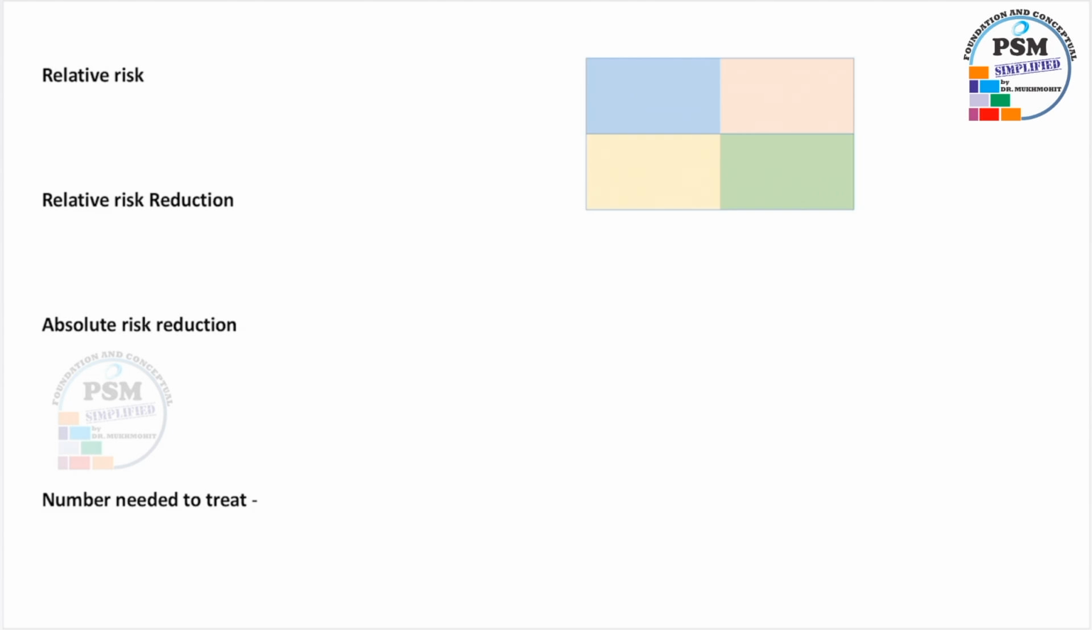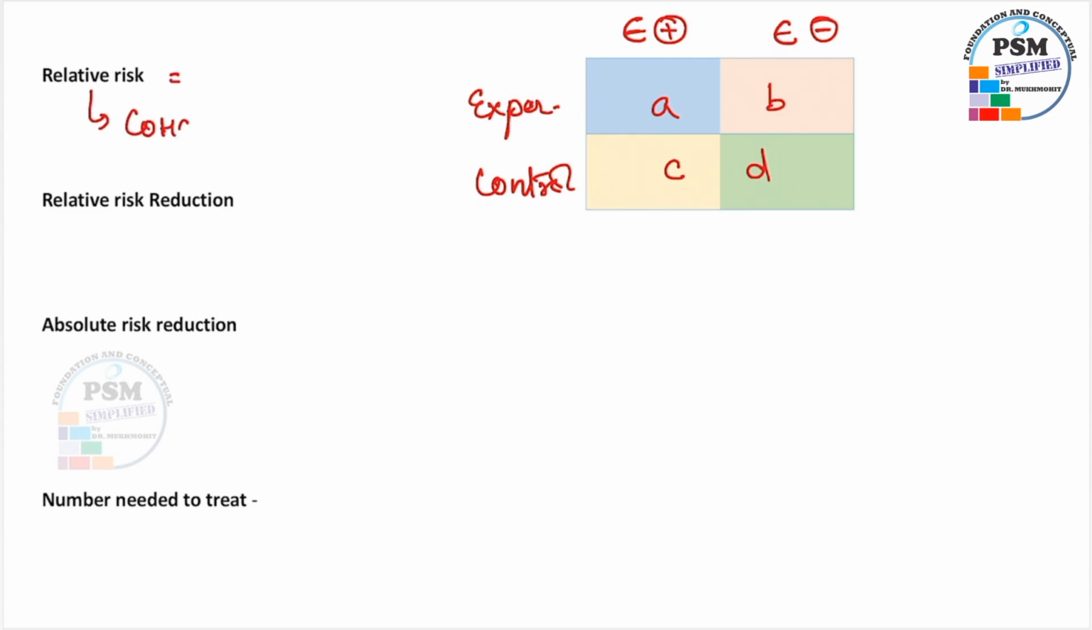Let us say that this is the number of people or the number of times the event has happened and the number of times the event does not happen. And let us say that this is the experimental group and the other one is the control group. Okay, so let us call these A, B, C, and D. Right? So what is relative risk? Relative risk is found out in cohort studies. We can find out the relative risk in cohort studies.